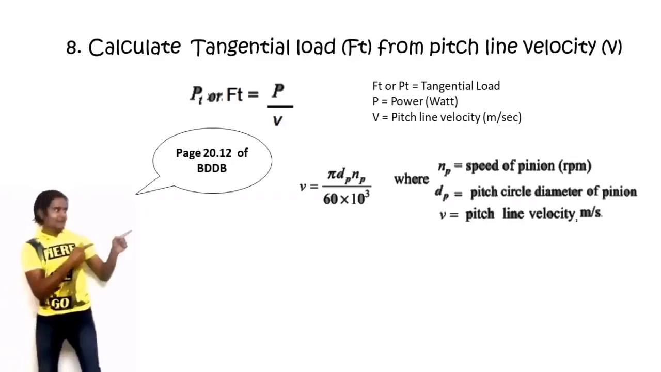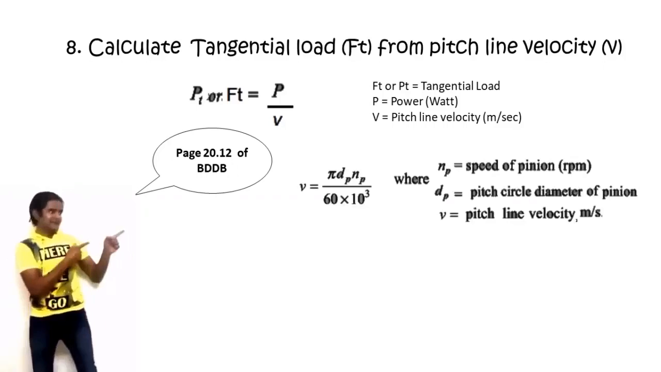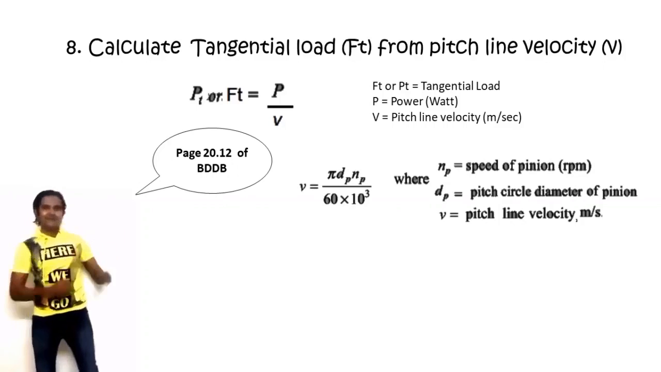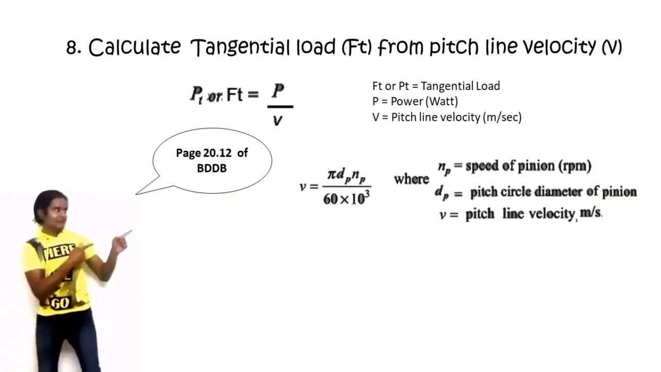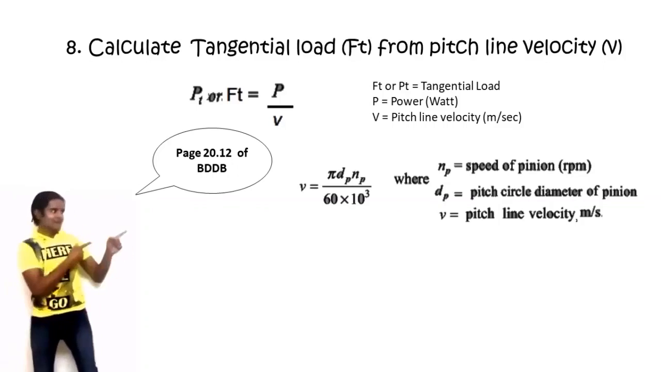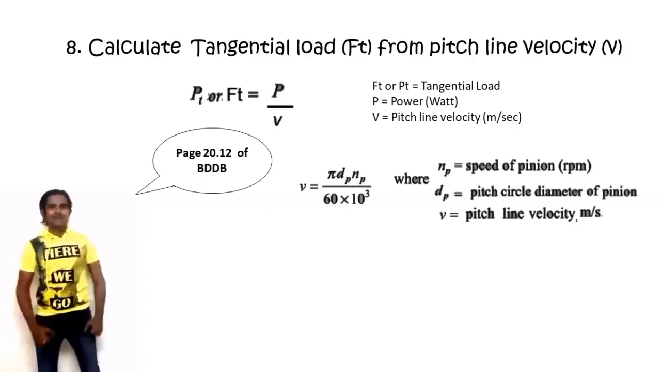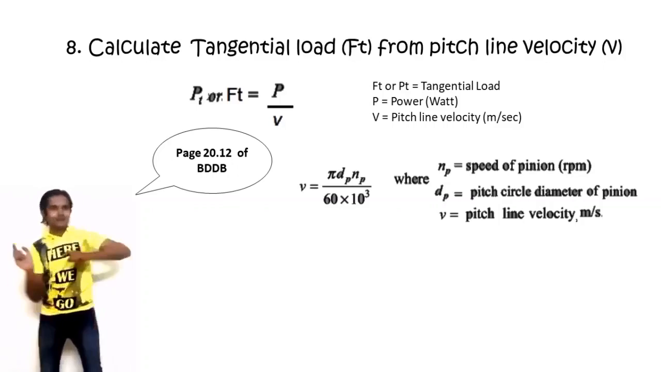where V is pi dp np upon 60,000. For NP, you should always use the formula for NP in the Spur Gear design. DP, that is the pitch circle diameter, is M into ZP, and V is your pitch line velocity in meter per second. This is also there on page number 20.12 of the Bhandari design data book.